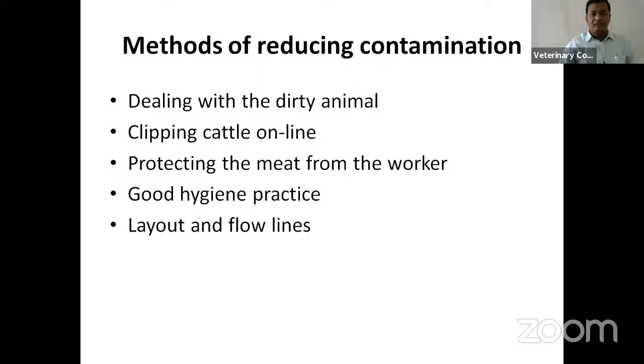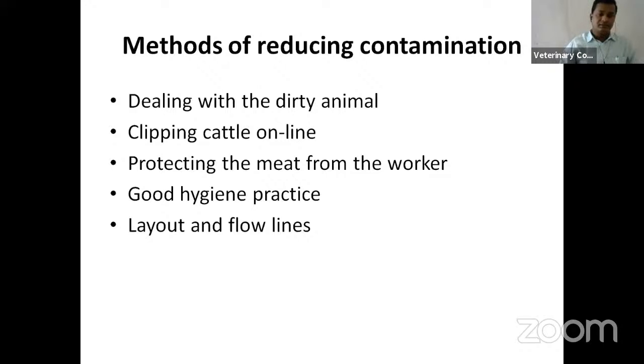Then how to deal with such contaminations? How to reduce the contamination? We cannot zero down to produce a microbe-free meat. It is not possible. It is not attainable. So what we can do is deal with the dirty animal. We know that the dirty animal that enters the slaughter premise potentially contaminates. So if we can deal with that animal, probably we are going to reduce the contamination of the carcass.